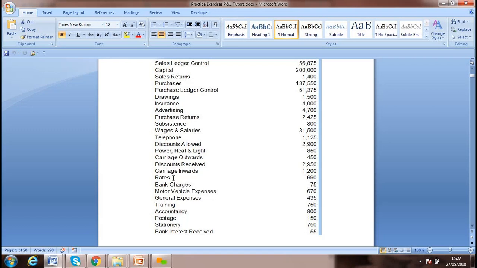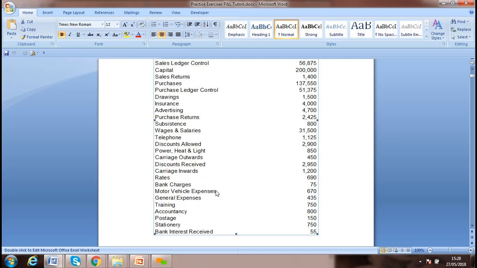Bank charges, is it income or expense? Is it income for a business, or expense for a business? Yes, it's an expense for a business. Bank charges are an expense, and expenses we do D, debit: D stands for debit and E stands for expense, and expense will be on the debit side as well.